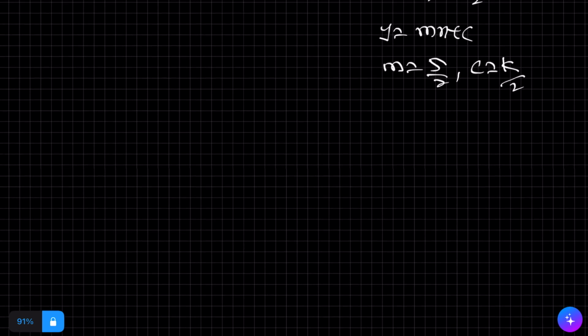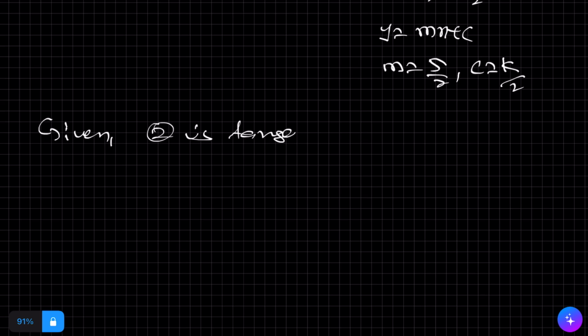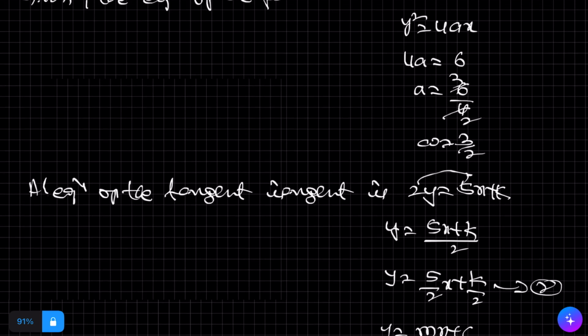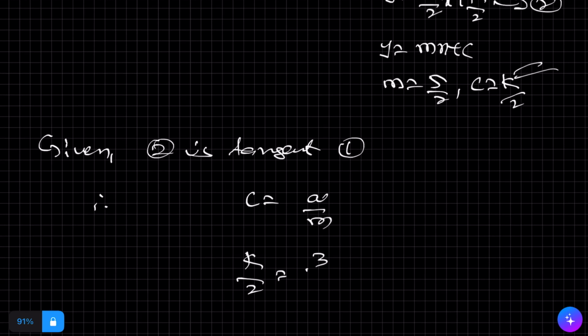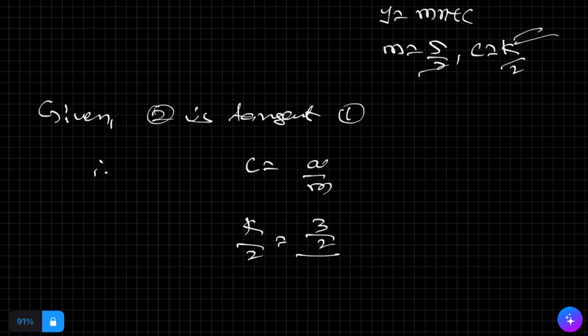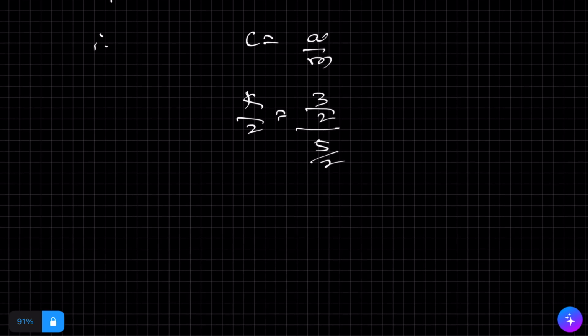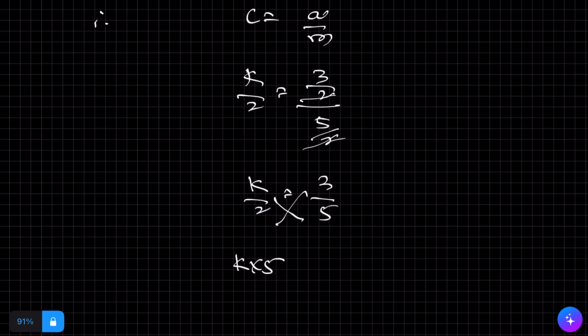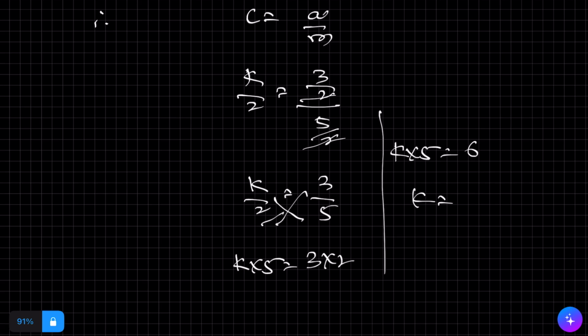Now as per the question, 2 is tangent to 1. So I can use the condition c equal to a by m. Let me put the values. The value of c is k by 2, the value of a is 3 by 2, divided by the value of m, which is 5 by 2. Now the 2s we can cancel. So k by 2 equal to 3 by 5. Go for cross multiplication: k into 5 equal to 3 into 2. So k into 5 equal to 6. The value of k is 6 by 5.